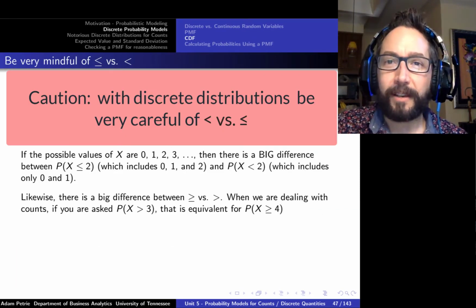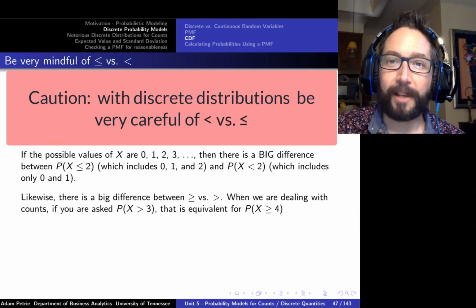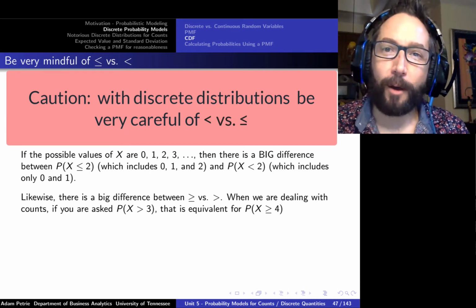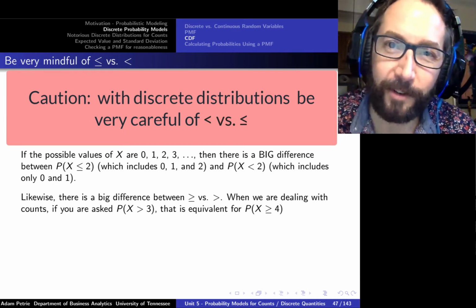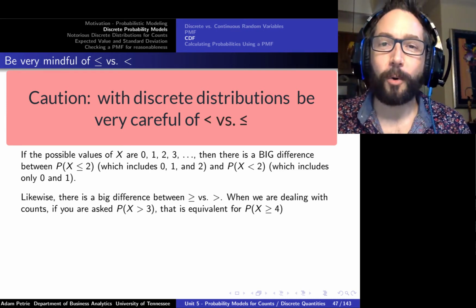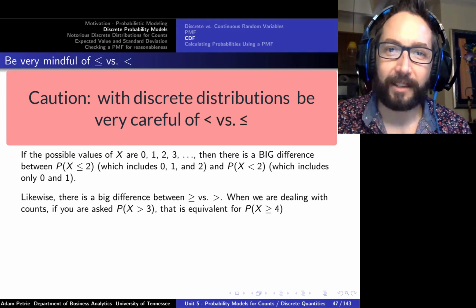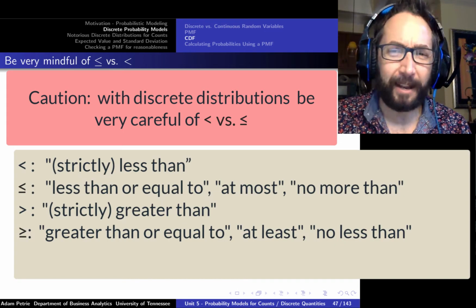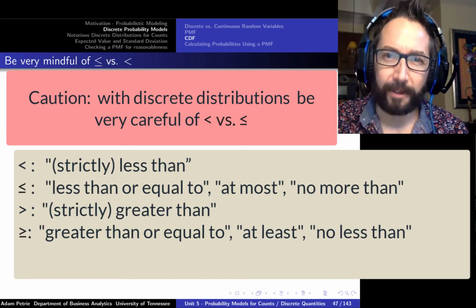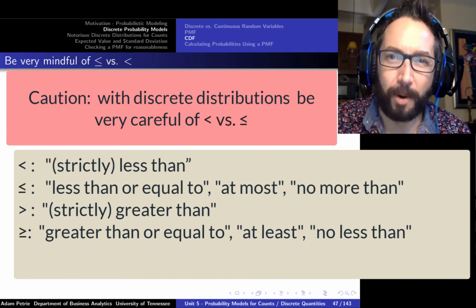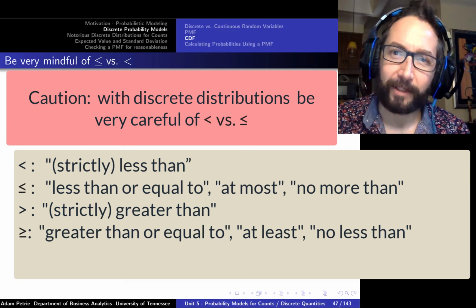So with the cumulative distribution function, capital F, one thing I want you to keep in mind is that for discrete quantities, you need to be very careful about which symbol you're using, the less than or equal to symbol or the less than symbol. Most of the time, we'll be using the less than or equal to symbol because that goes into the definition of capital F, the probability of observing at most a value x. So less than or equal to x.